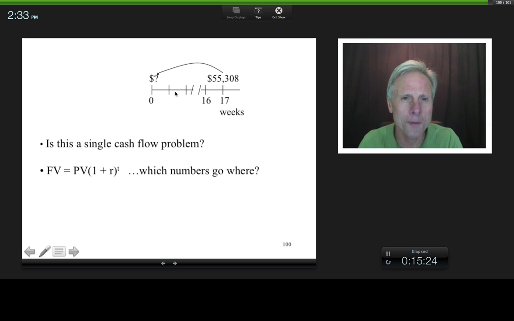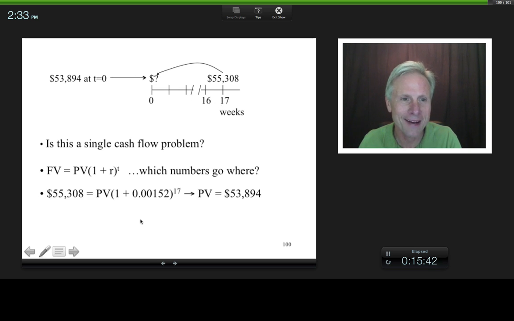What's my R? Well, what kind of periods are these? These are weeks, right? So I better be working with an effective weekly rate. And what's my T? Well, how many periods am I bringing this back? 17, right? And so if I put that in, then basically you'd get an answer of 53,894. Notice it's the identical answer we had earlier. And so that's just another way of approaching this. And sometimes it's useful, so you don't have to figure out, hey, 2.5 years earlier than 17 weeks or whatever.